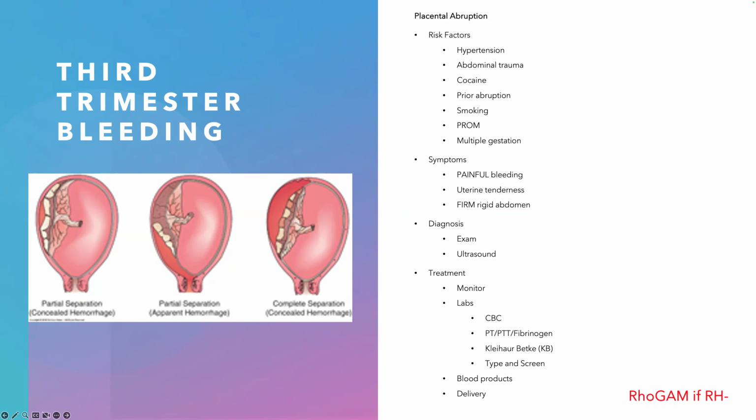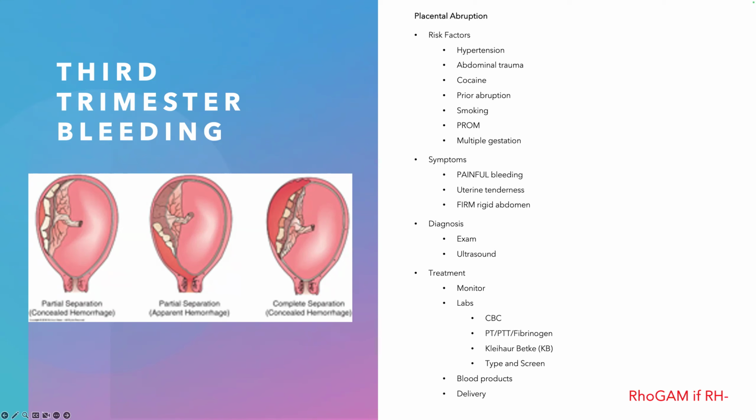And on exam, like I said, they're going to have a firm, tender, rigid abdomen. We may see fetal distress, and if it's severe, we could see signs and symptoms of shock. So depending on how big this abruption is, this could be an emergency. So we're going to call for help. Again, we are not sticking our hands in somebody where we do not know where their placenta is. So if they've not had a recent ultrasound, we are not sticking our hands in their vagina to see what's going on. And we're going to get an ultrasound to see what's happening.